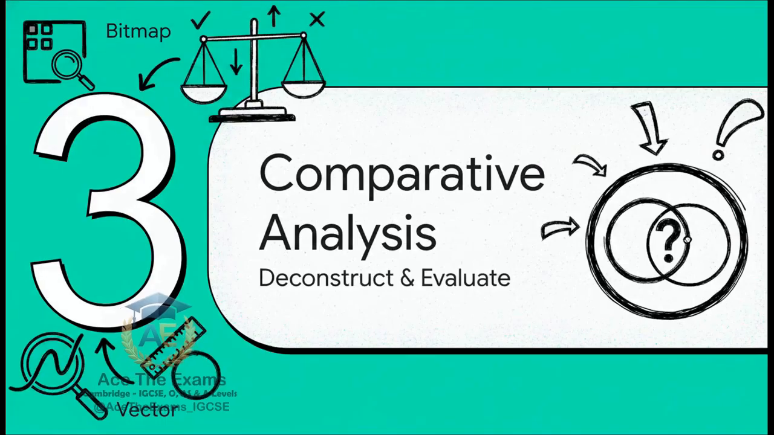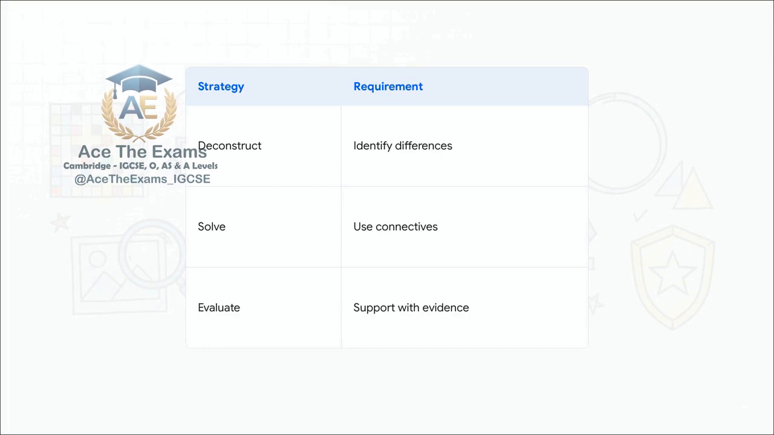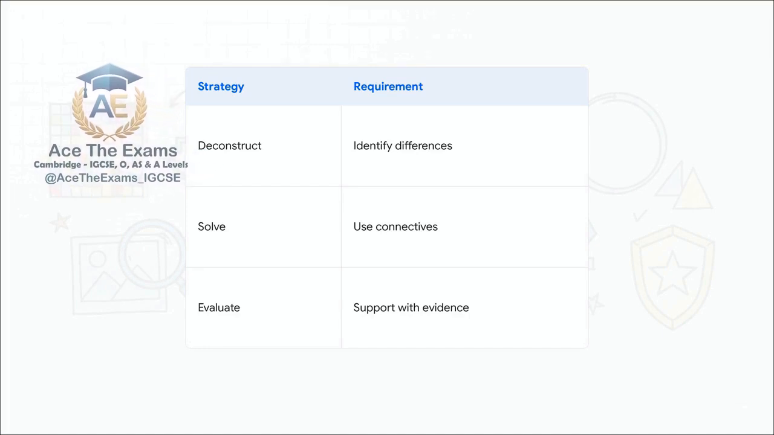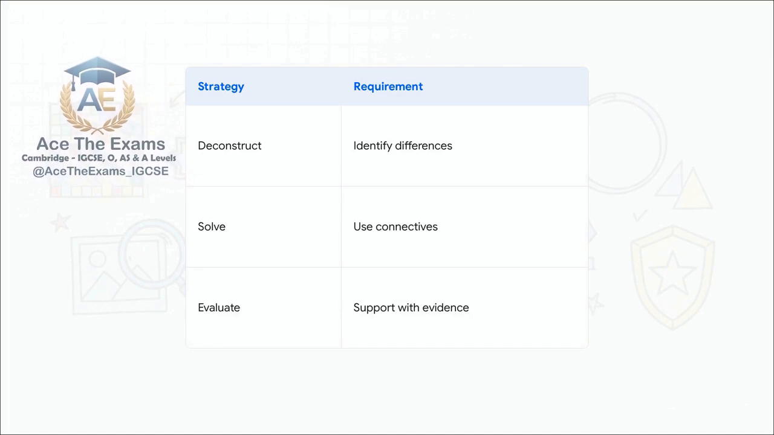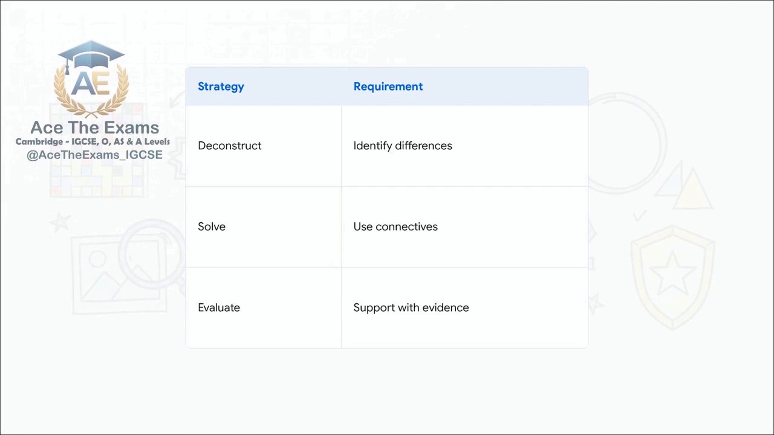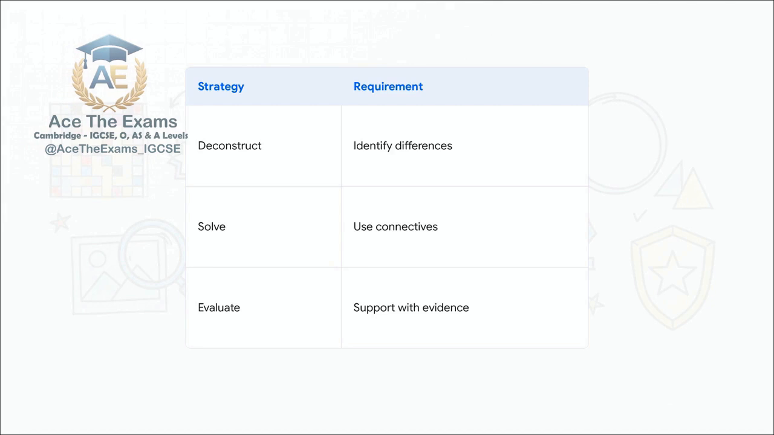Now let's see how this builds into the specific requirements for our next major topic, Section 3, Mastering Comparative Analysis. Let's do a quick interactive workshop right now. When you are justifying your use of an image format, you absolutely cannot just list features. You must actively contrast them using what examiners call comparative connectives. I'm talking about words like whereas, conversely, in contrast, or on the other hand.